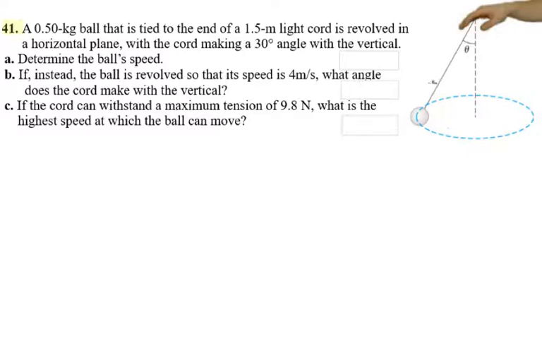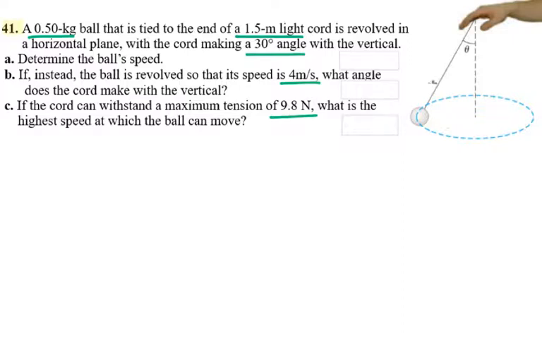So here's one more question I want to look at with you in this video. Again, pause it, read the question, underline everything that is given, and then we're going to continue with the problem. So go ahead and pause it. You see that there is a mass of 0.5 kilogram, the length of the string is 1.5 meters, the angle is 30 degrees, and it is revolving at some speed. We have to determine the speed when it is moving in this motion.